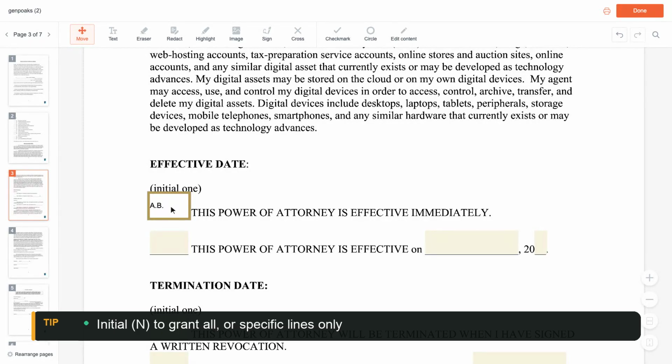Here, effective immediately. One important thing, depending on your state, a general power of attorney may stop working if you become incapacitated. If you want it to keep working no matter what, ask about a durable power of attorney instead.